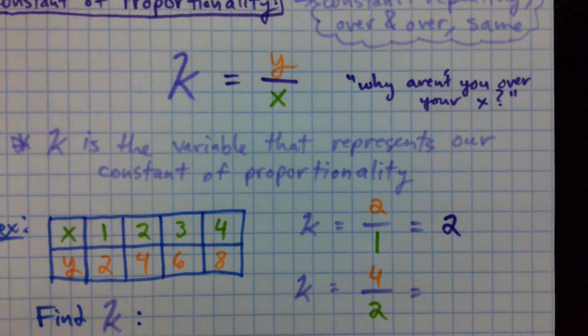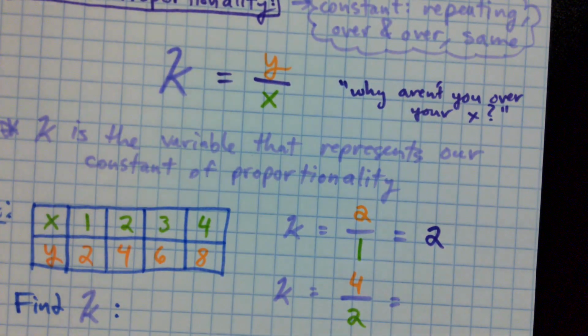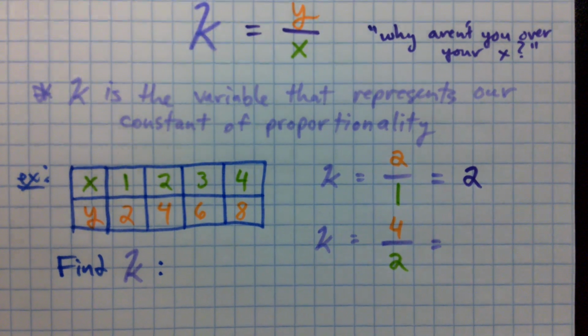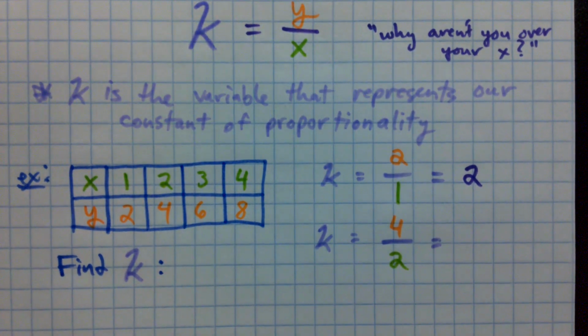So if that helps you remember y over x, you could add that in too. If not, that's fine as well. Whatever works for you. Thank you. Why aren't you over your x? So if you get to this table and you're like, wait, what do I put on top, y or x? Just think, why aren't you over your x? Oh, y over x. I was not covered that one.